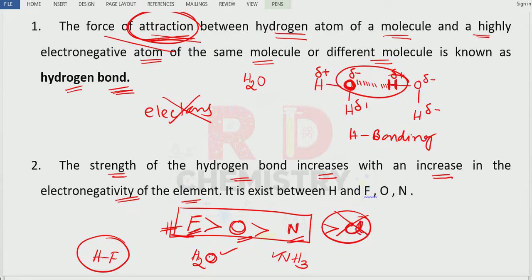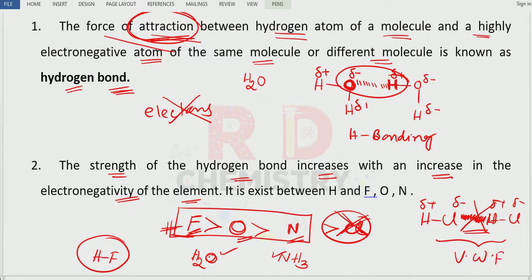Chlorine is also electronegative but does not form hydrogen bonding. For example, if I take hydrogen chloride, there is an electronegativity difference, but chlorine is not electronegative enough to pull the hydrogen of the neighboring molecule. So there is no hydrogen bonding, but there is a weak van der Waals force of attraction that will exist here.